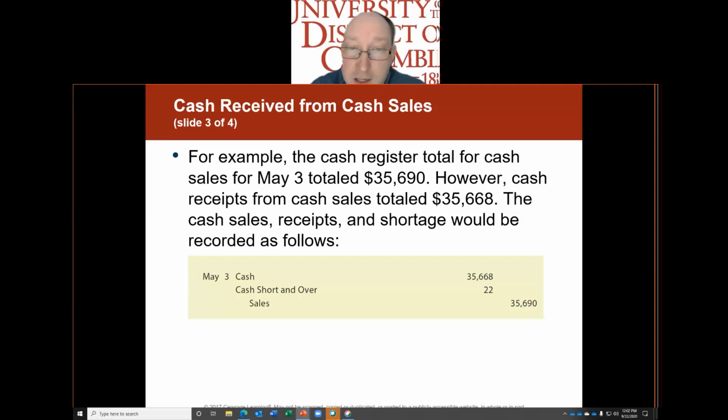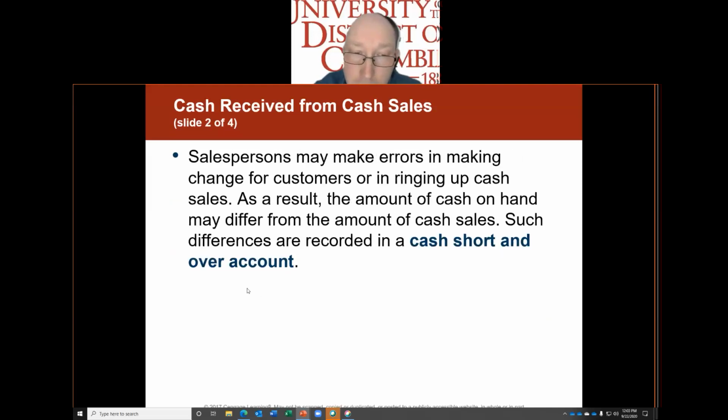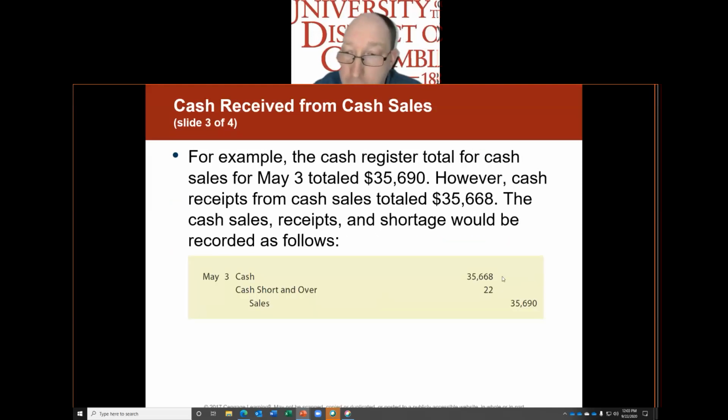The cash sales receipts and shortage would be recorded as follows. I debit cash to show that I took in $35,668 in cash. I credit my sales $35,690. So the difference is $22, and I'm short by $22. So it'd be cash short and over $22.